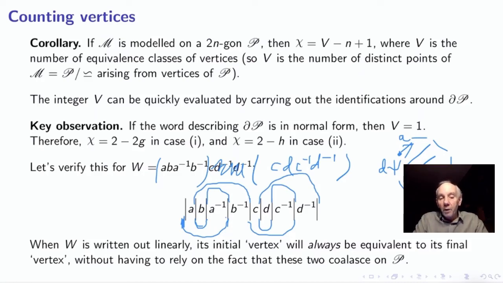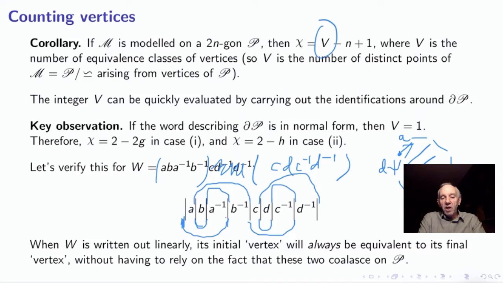This is a bit reminiscent of the DT code for knots, but sometimes you have to make crossings. You can use any scheme you like to find out when the points between letters are made equivalent. In fact, it's always so in normal form. If you do this with other examples which are not in normal form, you may have two equivalence classes, so V would equal 2, or you might have 3 or 4. That gives you the number to plug into the Euler characteristic, so you can always work out the Euler characteristic of your surface.